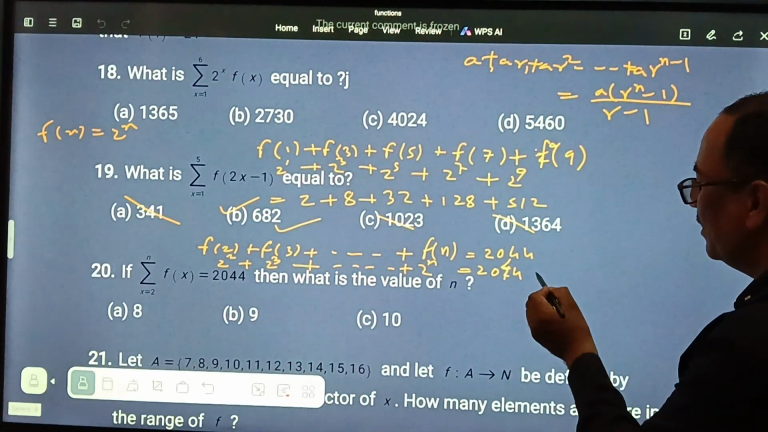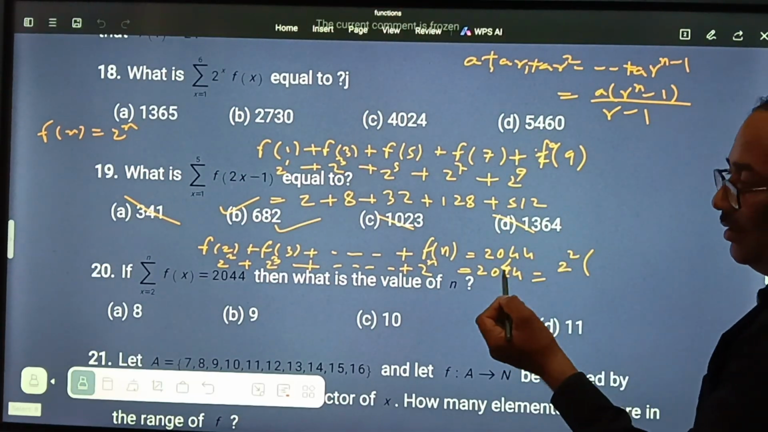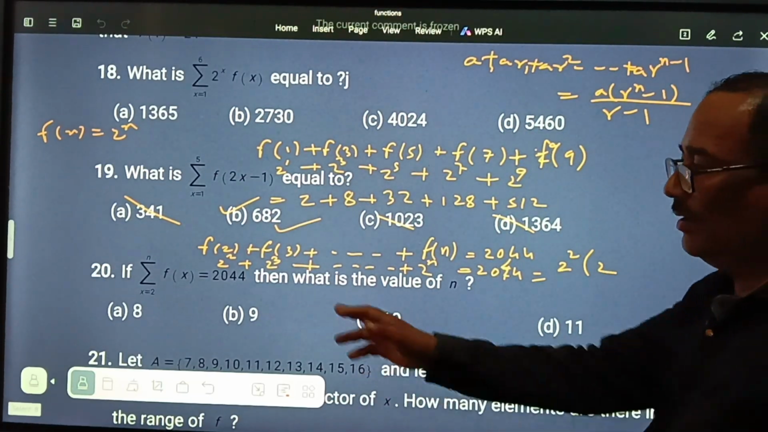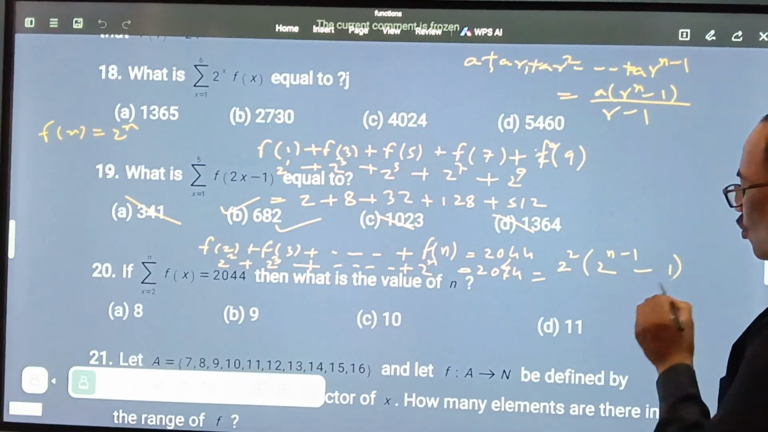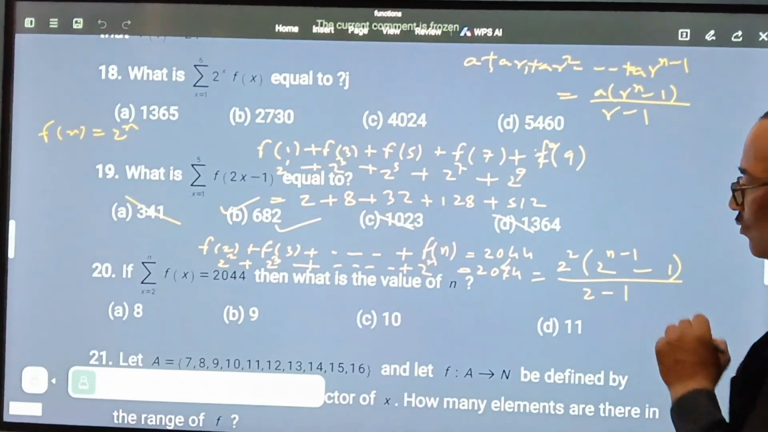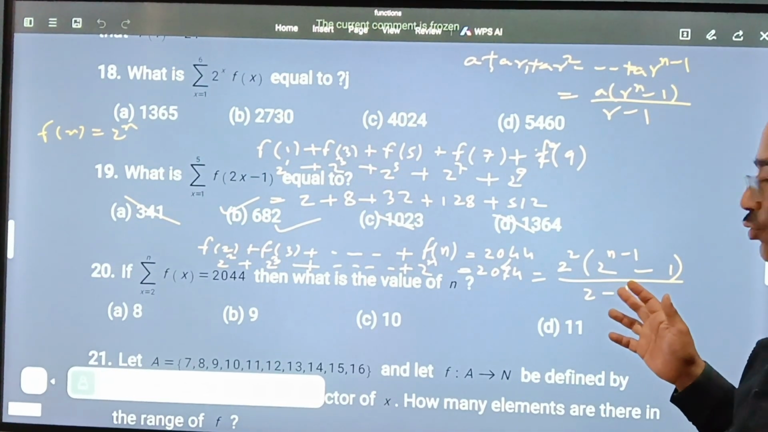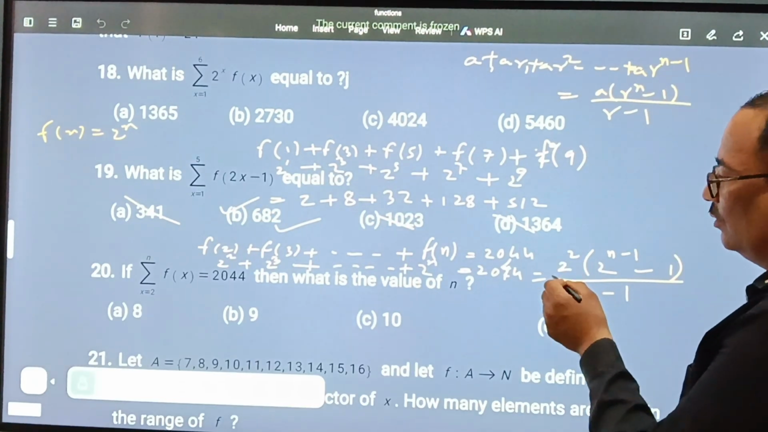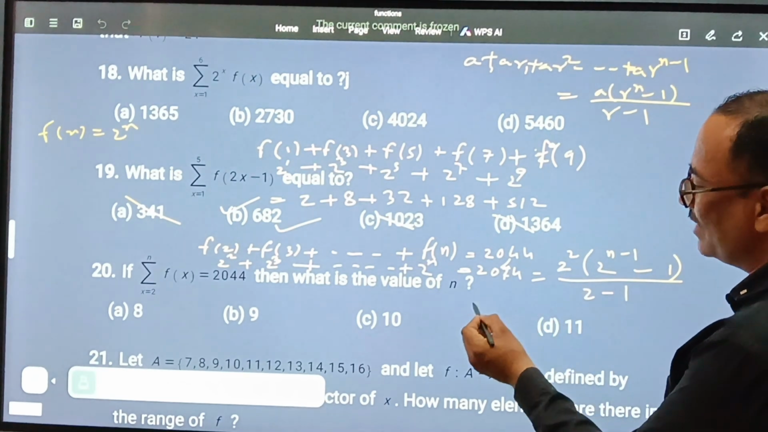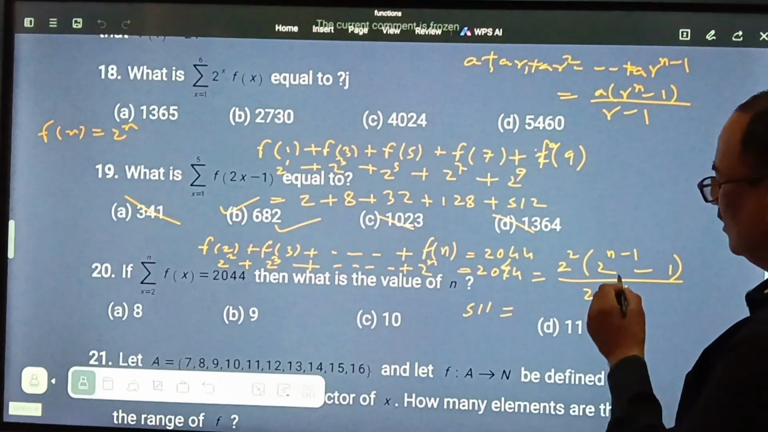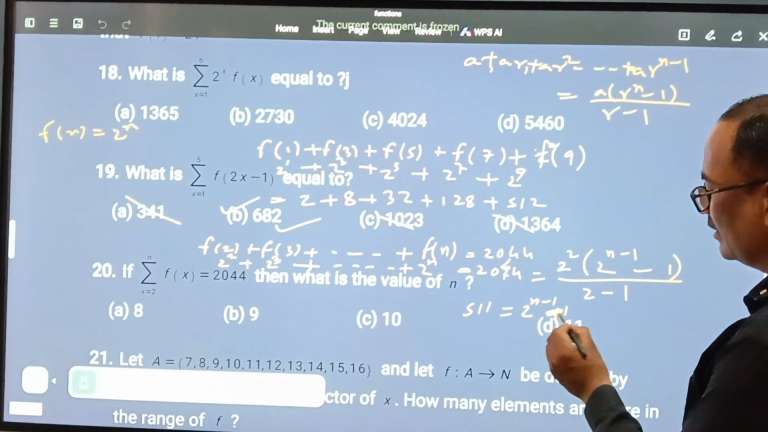Hence this sum is given by first term 2 raised to power 2, r is 2, so 2 raised to power n minus 1 whole minus 1 upon 2 minus 1. So solve this one, 2 minus 1 is 1, no problem. This is 4. When we divide this number, what do we get? This is 4 into 2 raised to power n minus 1 plus 1, minus 1.